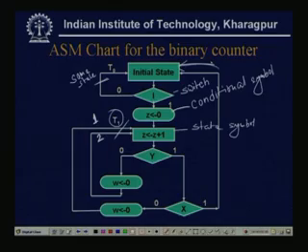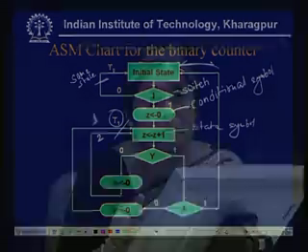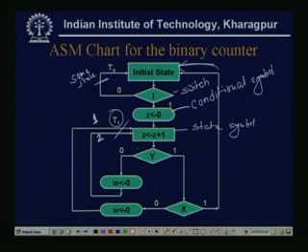So, mainly from the problem specification or the problem definition, the ASM chart is drawn accordingly. Only one thing is to be noted: a timing specification is always maintained by the ASM chart, which is totally absent in our normal flow chart. There is no timing specification there, but here the timing specification is always there.